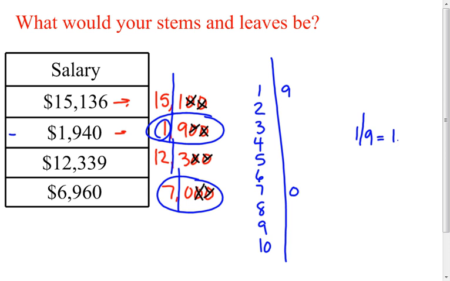1|9 equals 1,900. And that's how you tell me that you've crossed 2 zeros off, okay? I know this is not exact data. It is rounded, but that's what you're going to have to do.